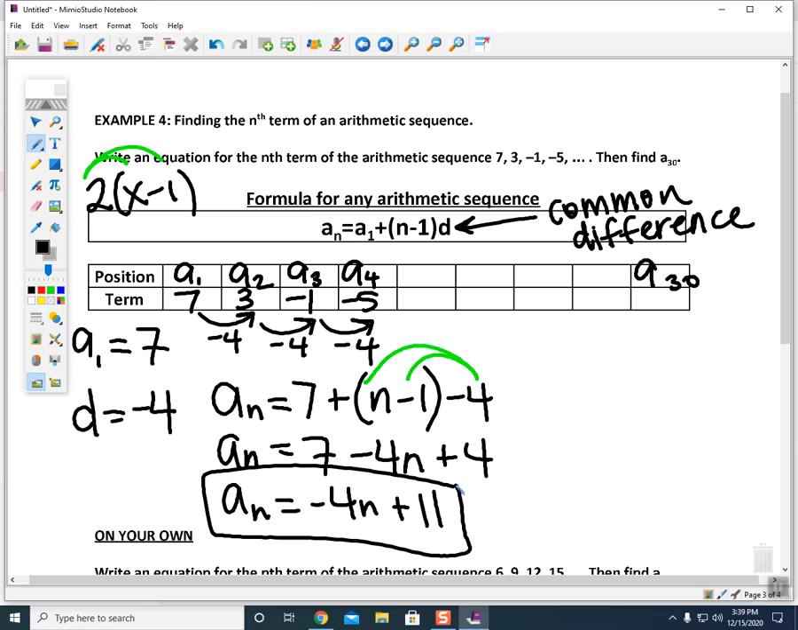And I can check this to make sure it works. So if I look at my second position, if I plug in 2 for n, 2 times -4 is -8. -8 plus 11 is a positive 3.